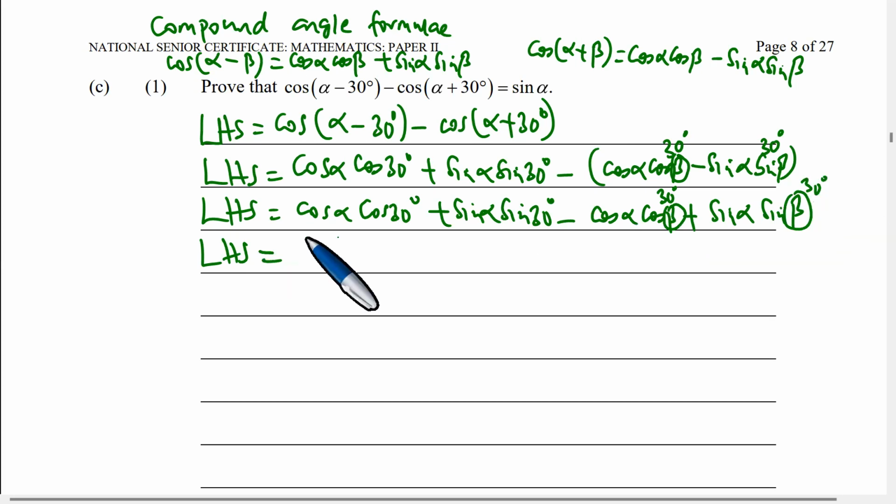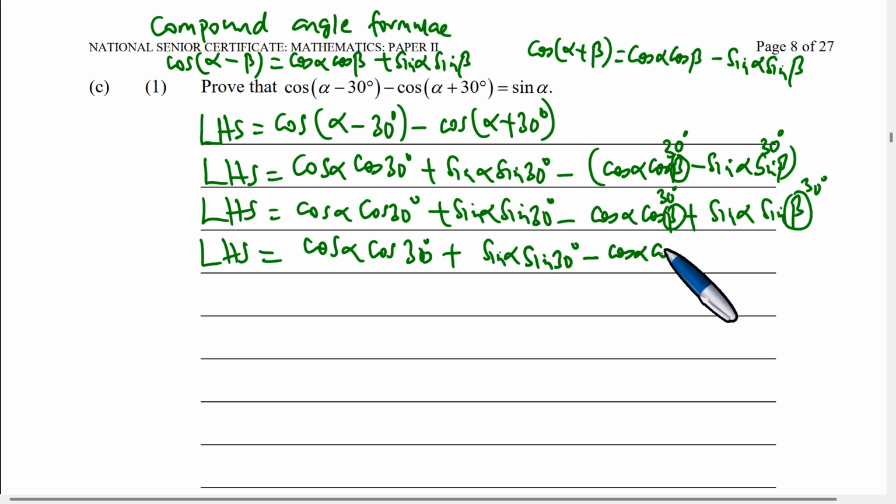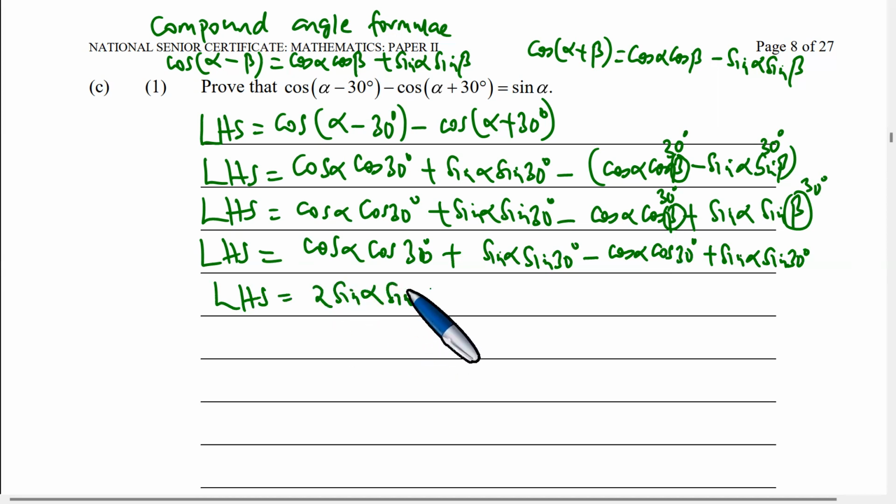So that means I need to write down a very obvious step, which is cosine alpha, cosine 30 degrees, plus the trigonometric sine of alpha, the trigonometric sine of 30 degrees, minus cosine alpha, cosine 30 degrees, plus the sine of alpha, the sine of 30 degrees. So what is the left-hand side? So these two cancel out, and then you have sine alpha, sine 30, which is 2 times the sine of alpha, the sine of 30 degrees. So the left-hand side is the same as the following.